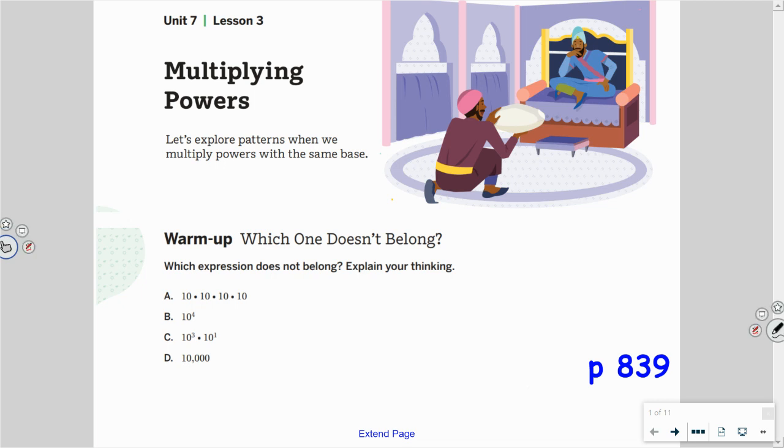And hello all, Mr. Cowan here to help you with Unit 7, Lesson 3, Multiplying Powers. Goal for today, as you can read it with me, let's explore patterns when we multiply powers with the same base. Remember that vocabulary, base.